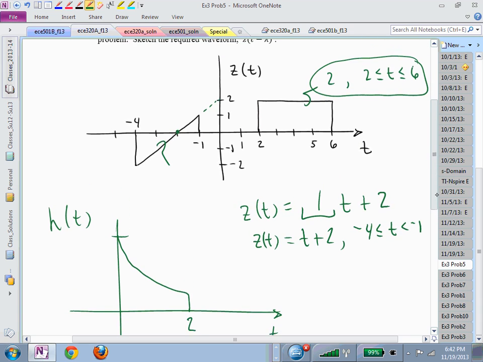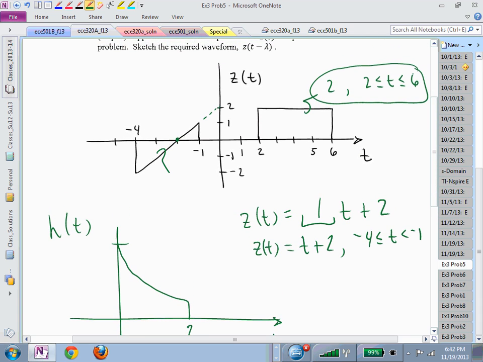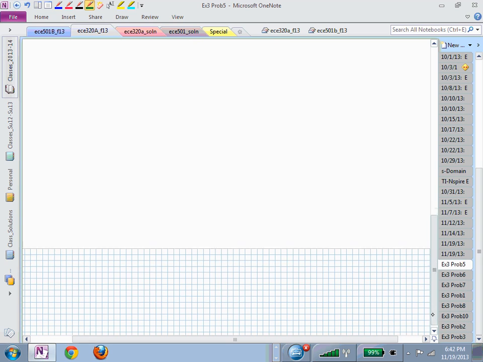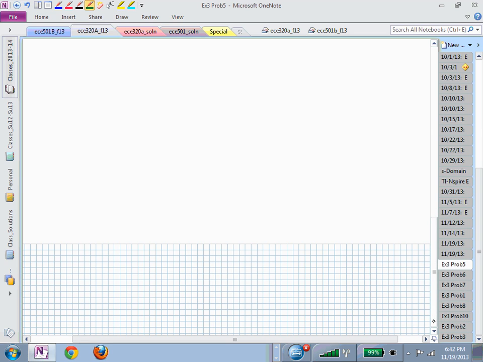Now we might need z of lambda, but z of lambda is exactly the same. We just substitute lambda everywhere where we had a t. Is that okay? But now let's look at z of minus lambda. Oh boy, now I'm going to have to remember what I just had.